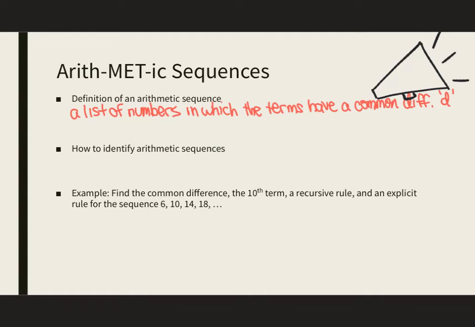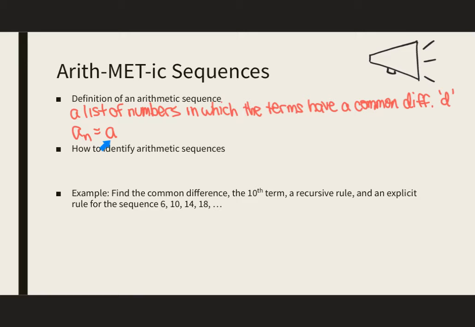Now, the nth term of an arithmetic sequence is defined by this. a sub n is equal to the first term, which is a. We just use a for the first term. And we add the common difference, however many common differences there are between those two terms. So if it's the 10th term, we'll plug in 10 for n, and we'll add that many differences to the first term. Okay, so that's the general formula for an arithmetic sequence.